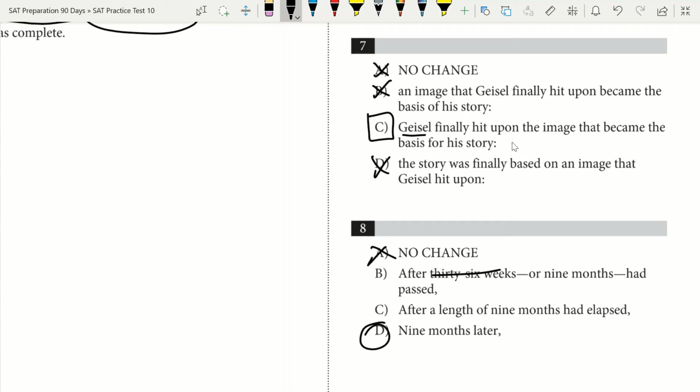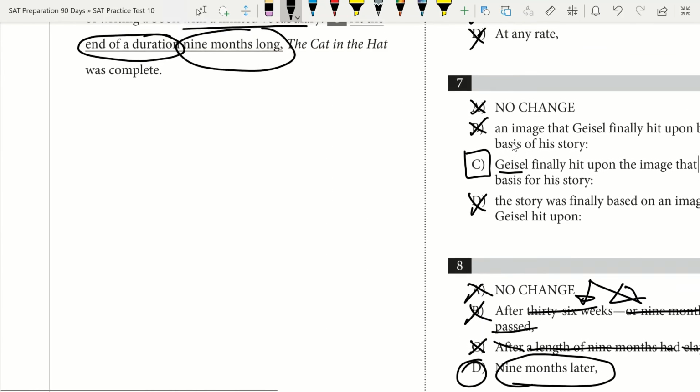Option B, after 36 weeks or 9 months, once again, and saying had passed, that's really repetitive. These two things are the same duration, right? It's just different units. It's unnecessary. C, after a length of 9 months has elapsed. Okay, saying after and elapsed, that's wordy. Also, saying a length of 9 months, you could just say 9 months. So in this case, 9 months later is the most efficient way to say it. D is the correct answer.